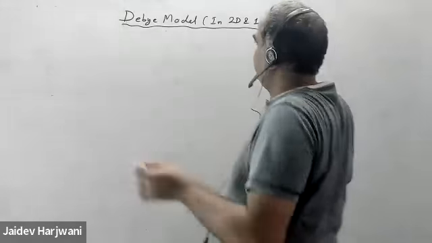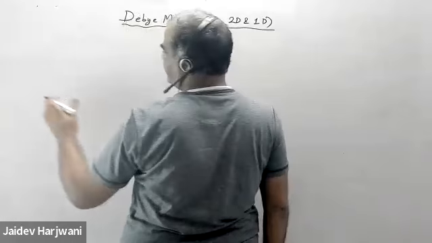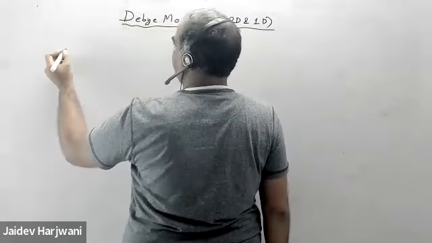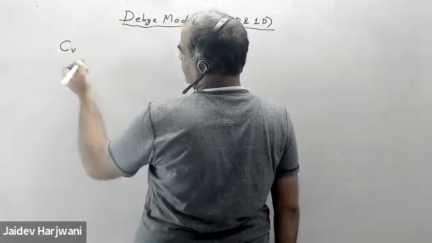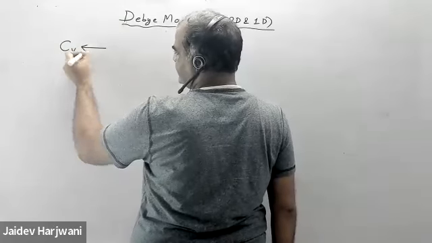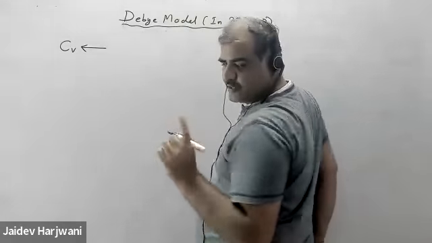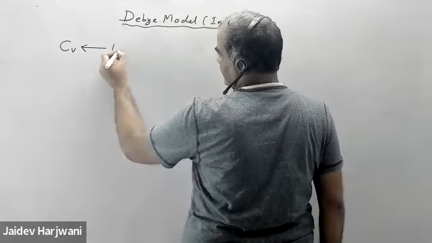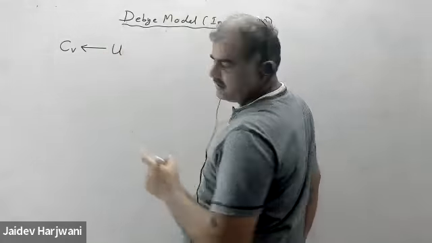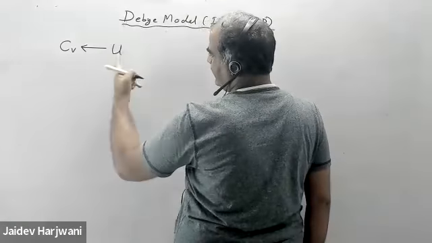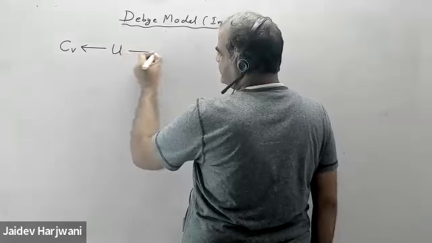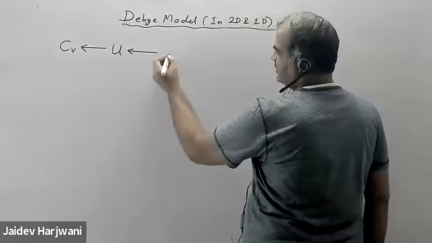We want to calculate the specific heat for 2D crystals. Okay, so we know how to approach the problem. We want to calculate CV. In order to calculate CV, specific heat, we first need to calculate what? Internal energy. Once we know the internal energy, we can differentiate this quantity and we can get specific heat. In order to get internal energy, we should know the density of states.